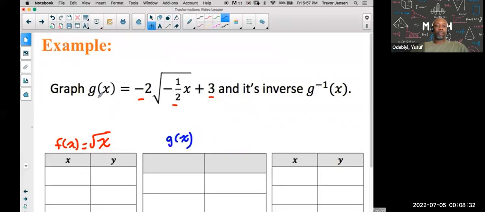And our end goal is not only to graph g at x, but we also want to graph the inverse of g at x. And remember, this -1 is not an exponent. It's just a notation telling us it's the inverse of g at x, which means we just take all our x and y coordinates from g at x, and we switch them all with each other, and we will get the coordinates for the inverse of g at x.